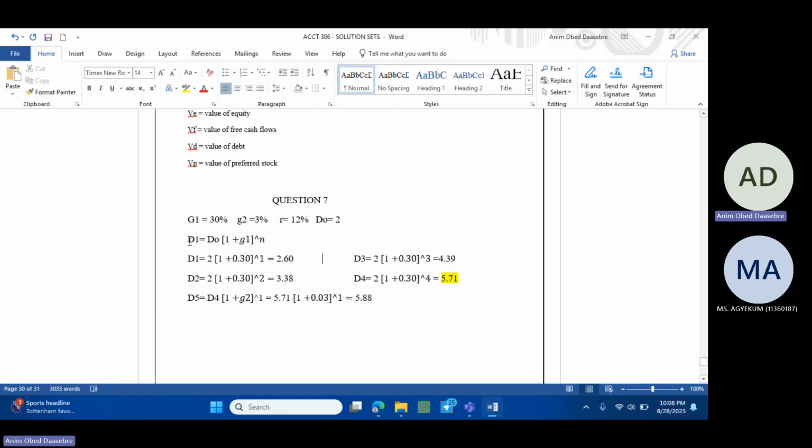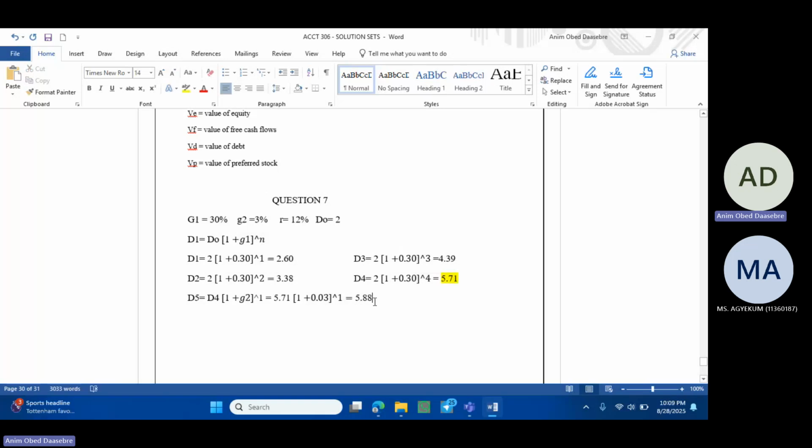And the beginning balance is the what? The D naught. D naught is the beginning value, and the terminal value is the what? The value at the end of year 4. But as of now, we don't know, and that terminal value is the price at the end of year 4. So to find the price at the end of year 4, we apply the concept of what? Perpetuity, right? We apply the concept of perpetuity to find the price of year 4.